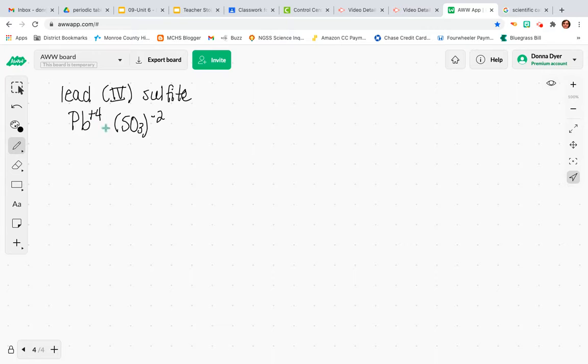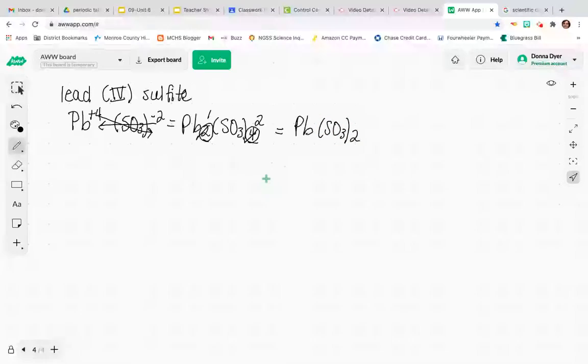Okay, once I get my symbols and my charges, then I'm going to crisscross. So I'm going to have Pb2(SO3)4. Now, again, looking at these subscripts, 2 and 4 will reduce. Again, remember, you can't change anything in the parentheses. You can only reduce, if you need to, the things outside the parentheses. So both of these will divide by 2. This will become a 1, and this will become a 2. So my final formula is Pb(SO3)2.